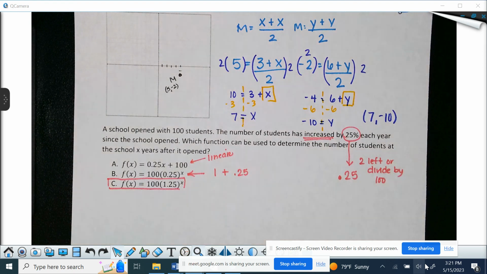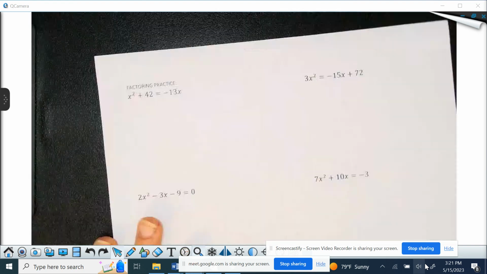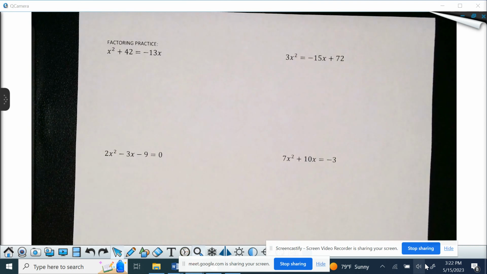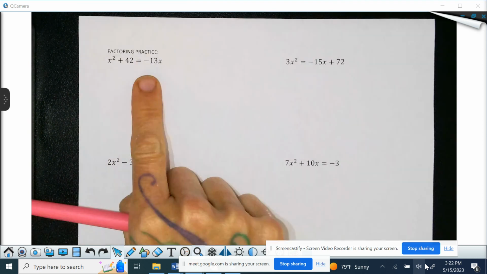All right, so moving right along to our next page. Factoring practice, because I know you and you will avoid it. So here's your day that you have to at least sort of pay attention and hopefully learn it. All right, factoring practice number 1.